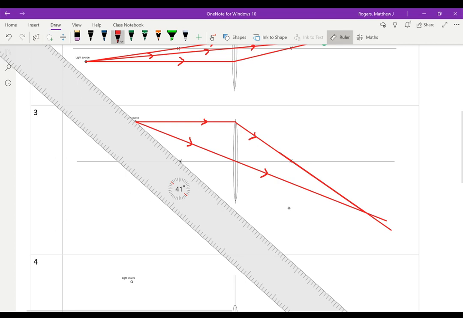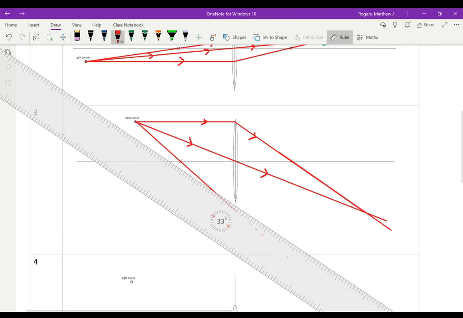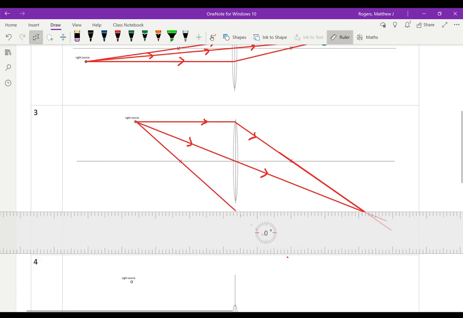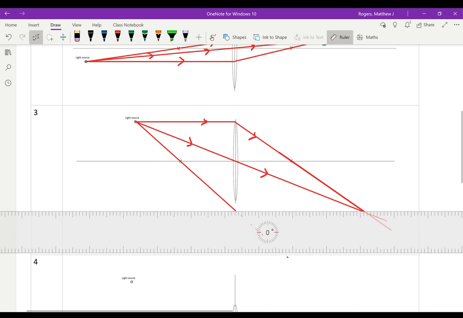Now, the third one has this peculiar feature that, having come through the principal focus, it gets down here and it misses the lens. And you kind of think, well, yes, in reality, because it misses the lens, it carries on down this line and goes off into space. But we don't really care. We're not drawing the diagram to find out how much light is brought together at the focus. We're drawing the diagram to find out where the focus is.